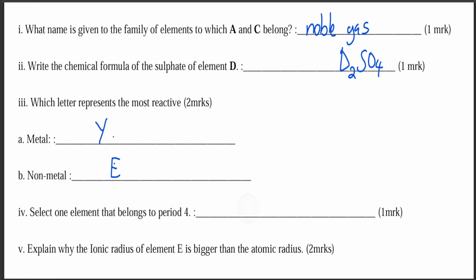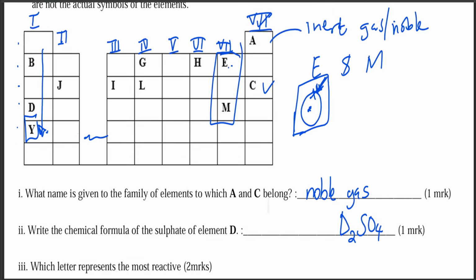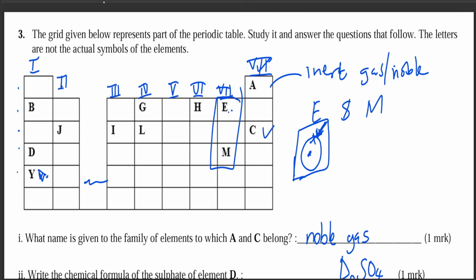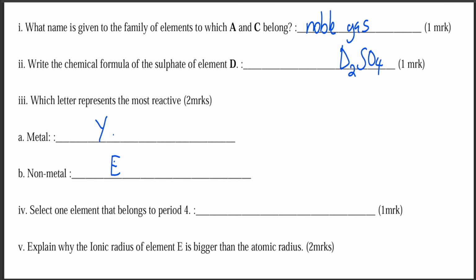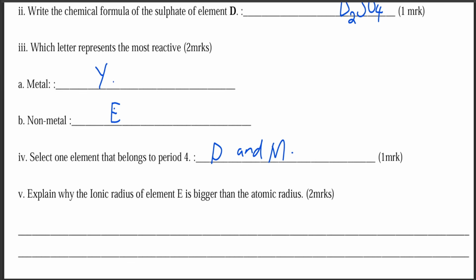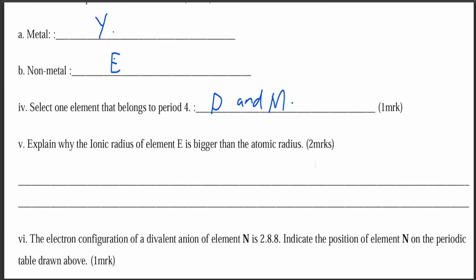Roman 4, select one element that belongs to period 4. Period 4. Select one element that belongs to period 4. Periods ni in terms of rows 1, 2, 3, 4, and that element is D and M. So one element that belongs to period 4, D and M. So you can write any of D and M. Explain why the ionic radius of element E is bigger than the atomic radius.